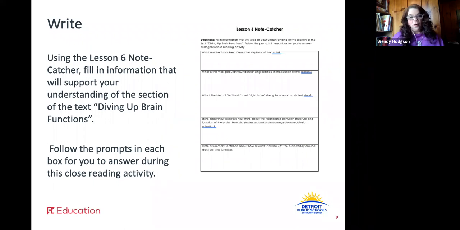And then the 4th part of this note catcher says, think about how scientists now think about relationships between structure and function. How did studies around brain damage, and they called it lesioned studies, how did those studies help scientists? And then lastly, you're going to write a summary. So I'm going to give you some time to pause this video, work with that section of text and your note catcher, and then come on back, about 15 minutes.